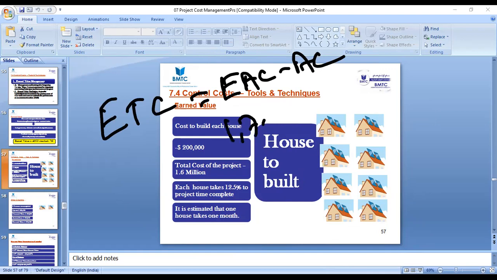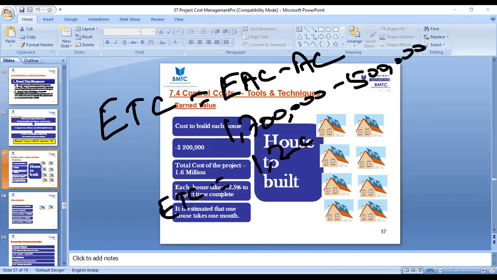1.7 million, right? So what is your actual cost at the end of the third month? 500,000. So what is the ETC? 1.2 million. So you need 1.2 million to complete the remaining work, right or not? Yes. Is it clear or not, guys? Everyone say yes or no.